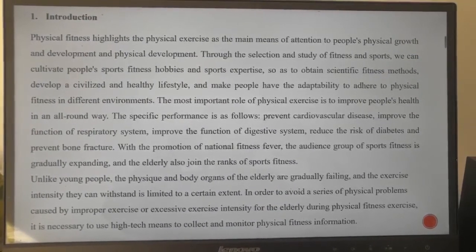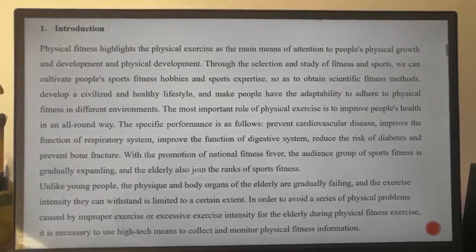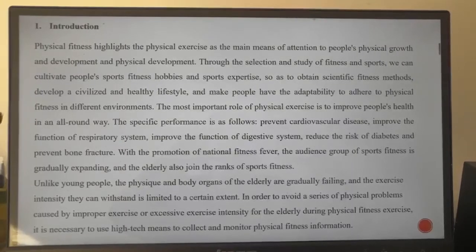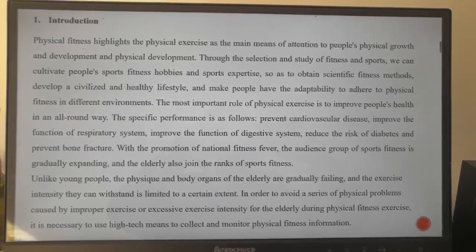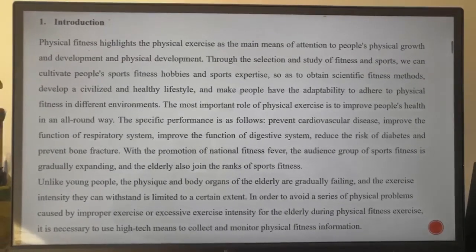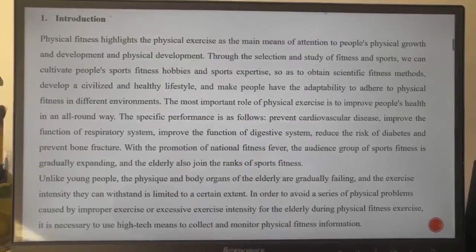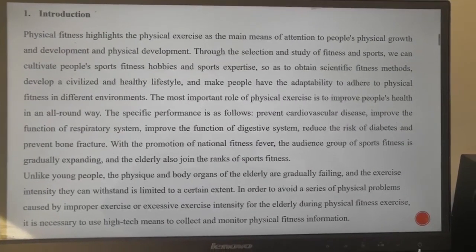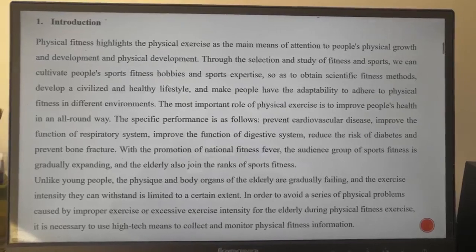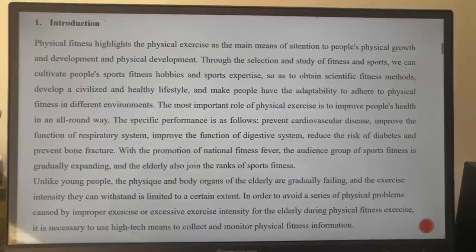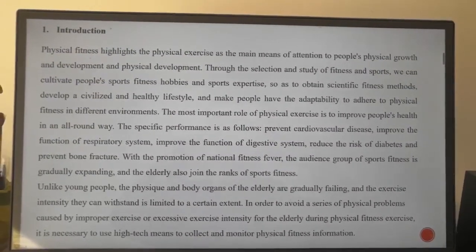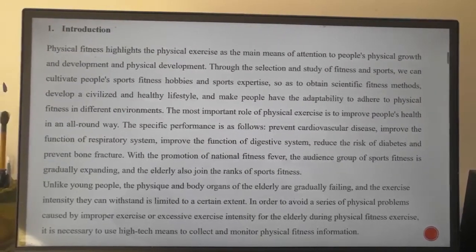With the promotion of national fitness fever, the audience group of sports fitness is gradually expanding, and the elderly also join the ranks of sports fitness. Unlike young people, the physique and body organs of the elderly are gradually fading, and the exercise intensity they can withstand is limited to a certain extent. In order to avoid a series of physical problems caused by improper exercise or excessive exercise intensity for the elderly during physical fitness exercise, it is necessary to use high-tech means to collect and monitor physical fitness information.